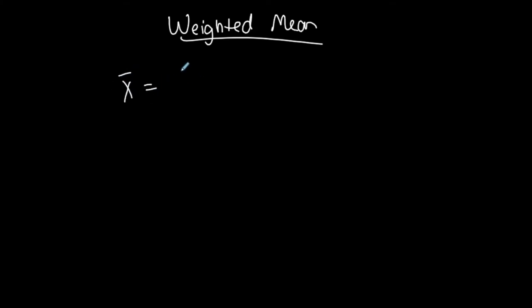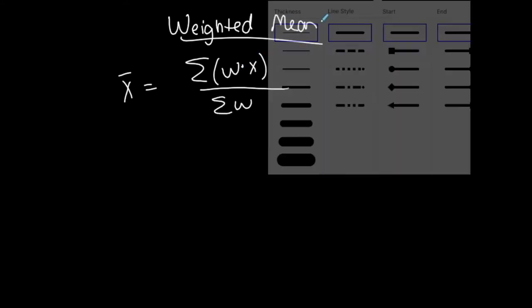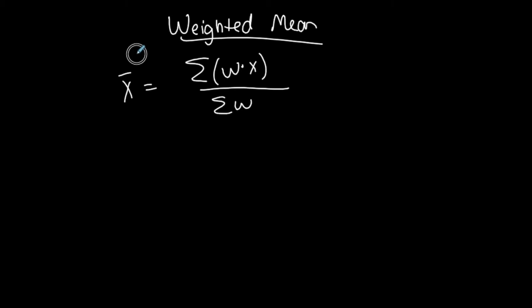The last type of mean or average we are going to talk about is a weighted mean, and this is a very important example because if you are in school, this is something you need to know. I'm going to give you the formula: x bar, your sample mean, is the summation of w times x divided by the summation of w. Actually, let's start with w.